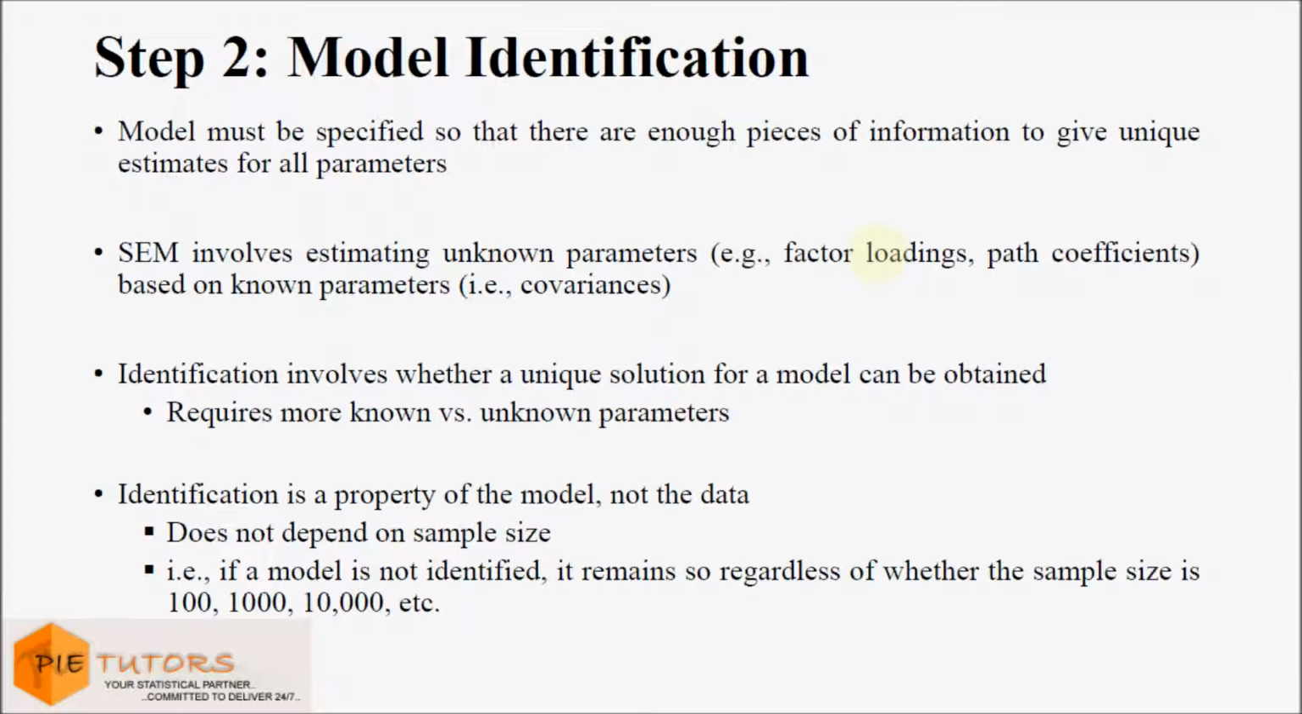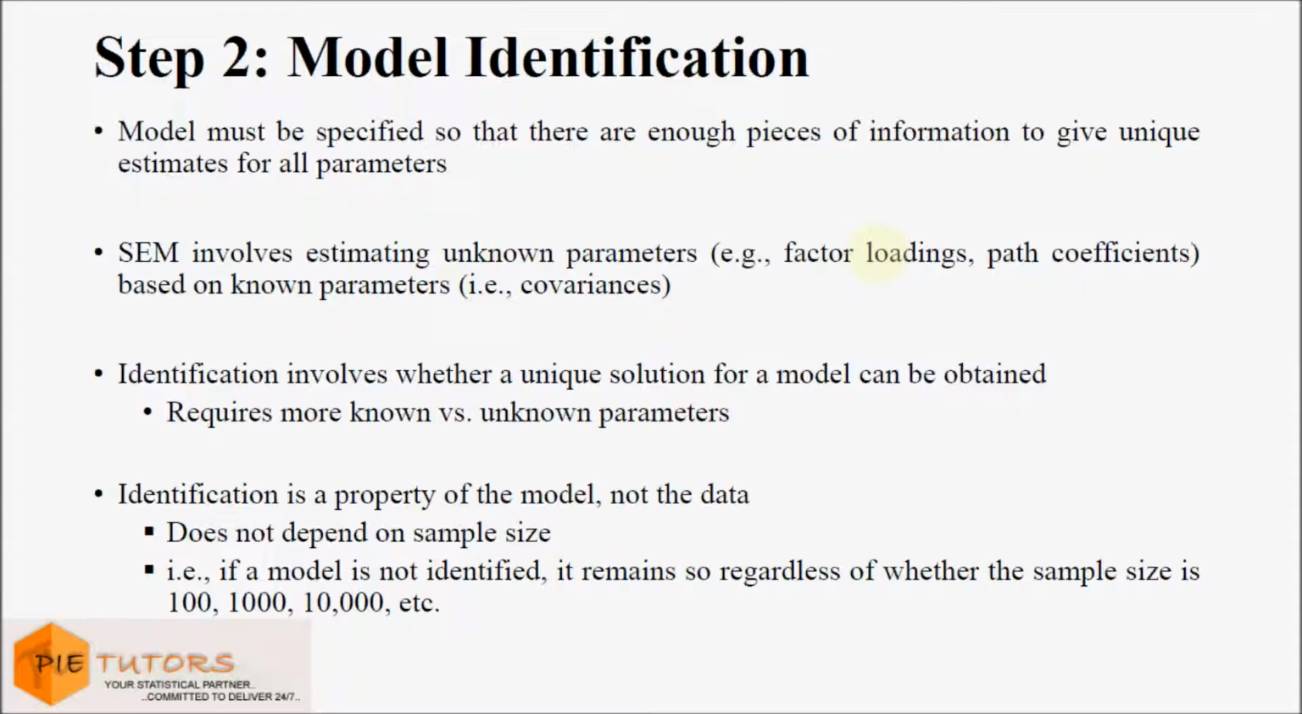The second step is model identification. SEM analysis involves estimating unknown parameters. For example, the factor loadings, the path coefficient, the variance of the error terms, etc. So in SEM analysis, we are required to estimate the unknown parameters based on the known parameters. There are two requirements for model identification of any kind of SEM.